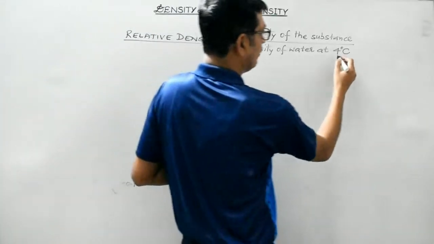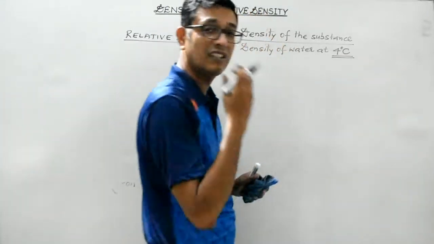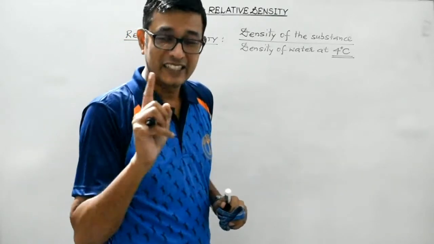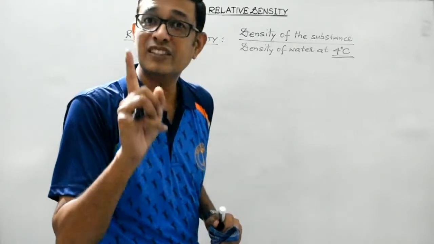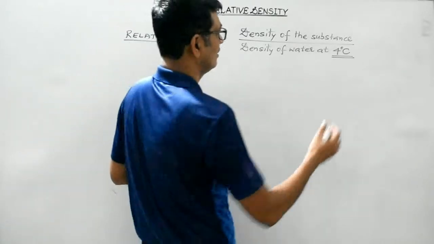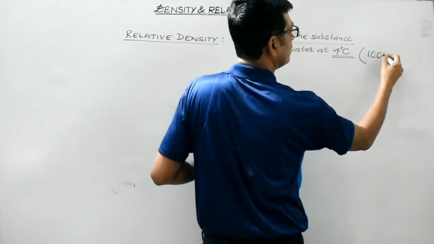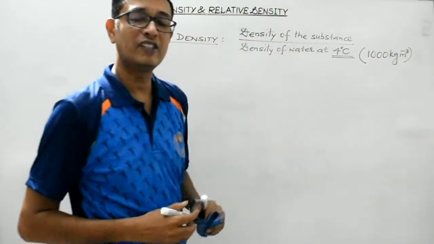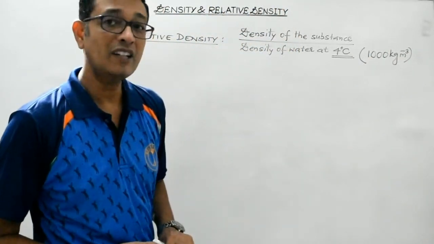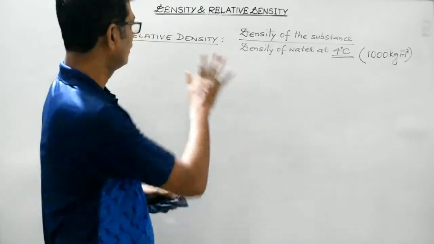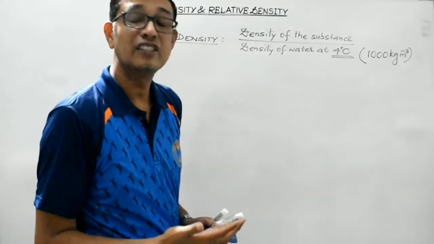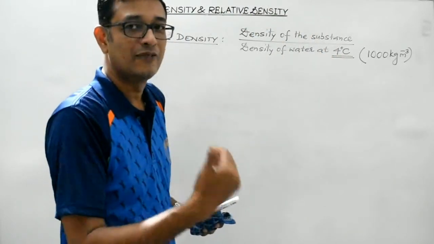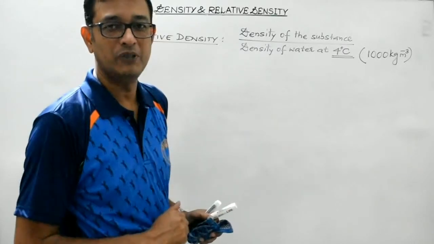I mentioned this. Why do we use the density of water at 4 degrees Celsius? Because the density of water at 4 degrees Celsius is maximum, and it is 1000 kg per meter cube. This is the constant value of density of water which is maximum at 4 degrees Celsius. So students, relative density of a substance is defined as the ratio of the density of the substance to the density of water at 4 degrees Celsius, which is 1000 kg per meter cube.